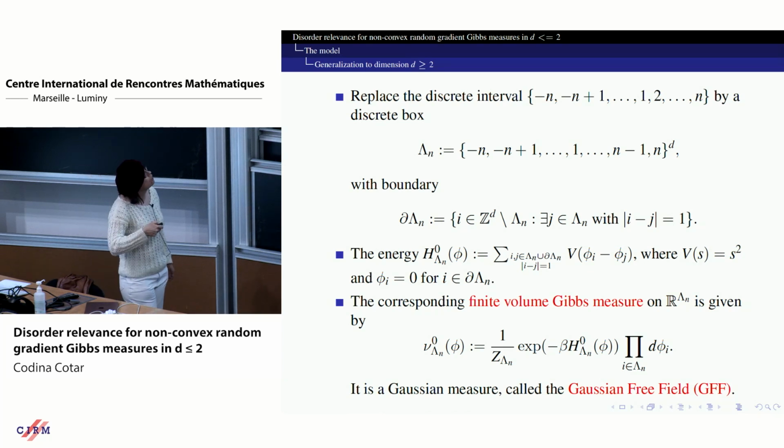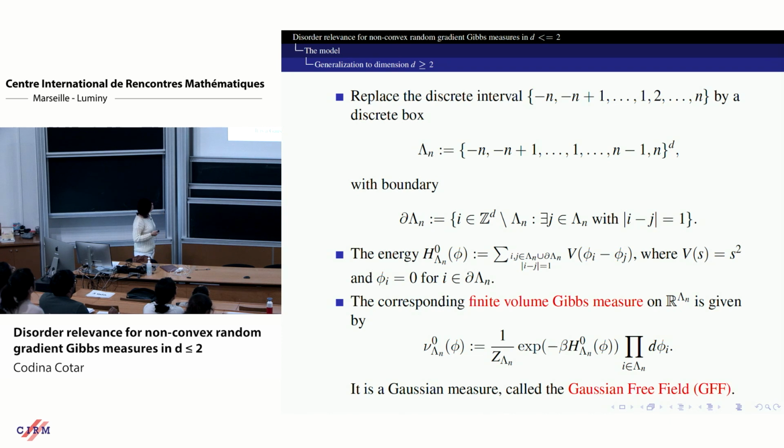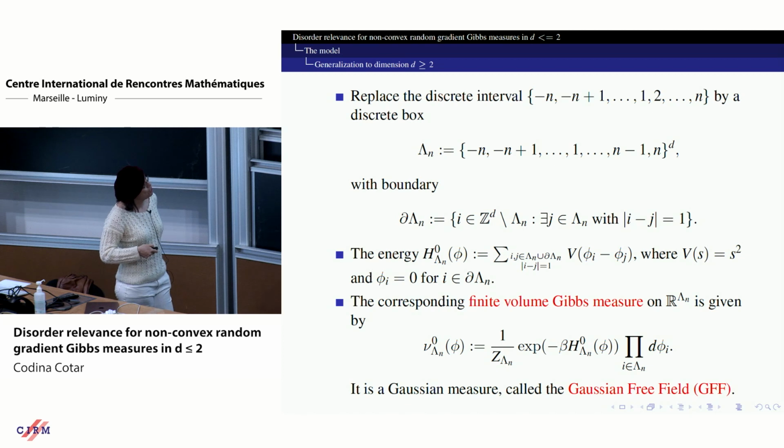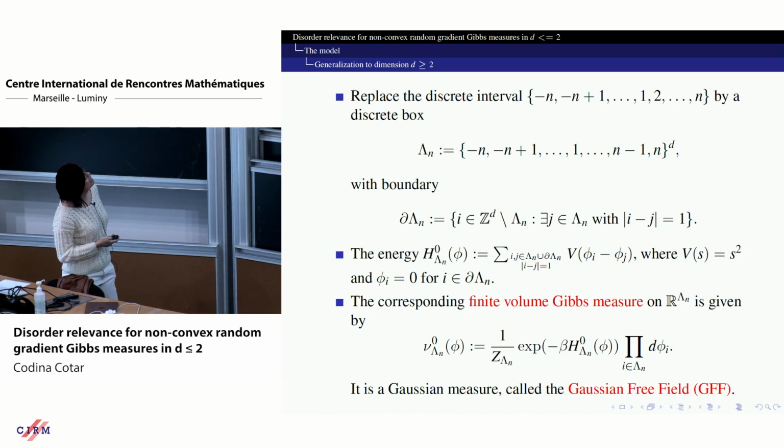The boundary is just points which are outside the box, but at distance 1 from the points in the box. Then I can define again the Hamiltonian, which is again the sum of V(phi_i minus phi_j), where i, j are nearest neighbors, so they are at distance 1, either inside the box or on the boundary. We can define the corresponding finite volume Gibbs measure for it, same as before, first with zero boundary condition, but then of course we can replace it by any other boundary condition. This is a Gaussian measure, and it is the famous Gaussian free field, which has been extensively studied.